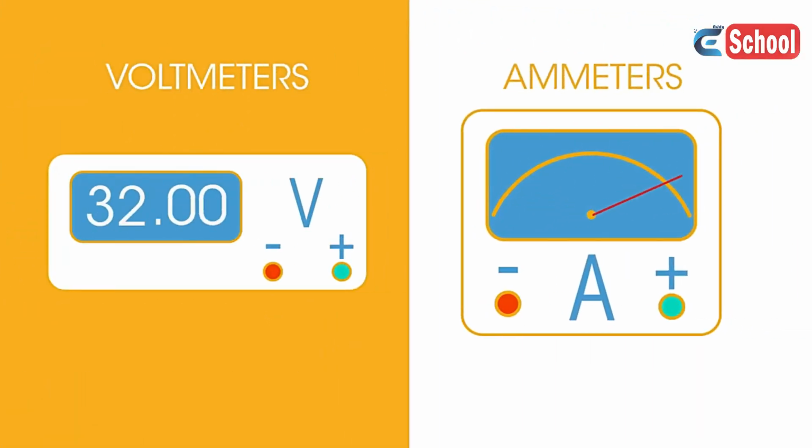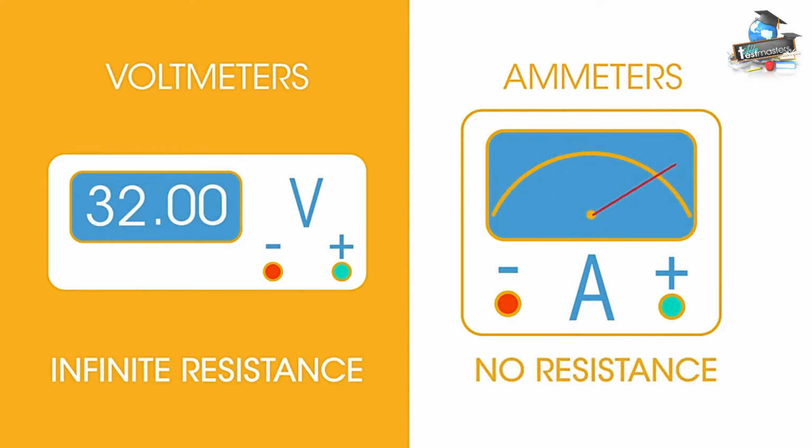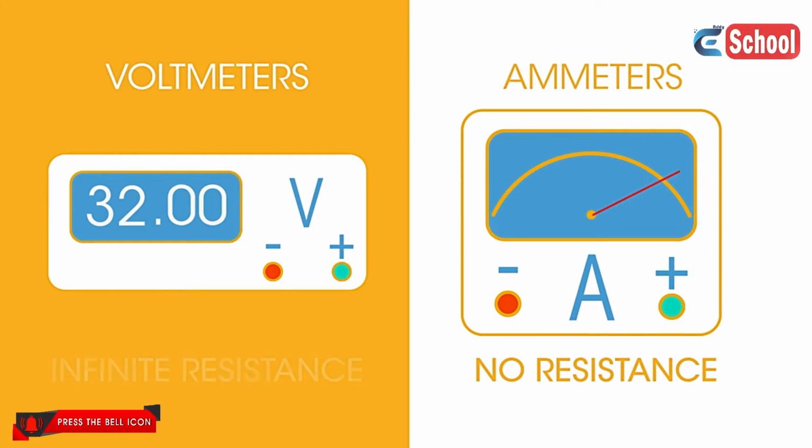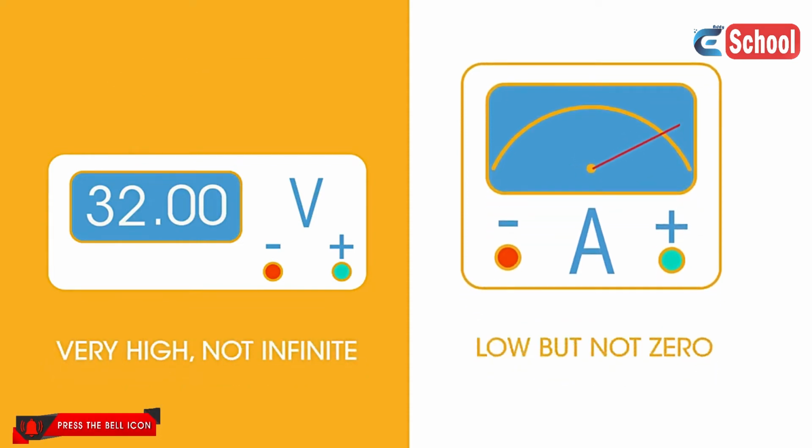Voltmeters and ammeters used in the experiment are ideal as voltmeters have infinite resistance so that no current flows through them, and ammeters have no resistance so there is no potential difference across them. However, you should know that this is only true in theory. In the real world, when carrying out this experiment, the resistance of a voltmeter will be very high, not infinite, and the ammeter will be low, but not zero.